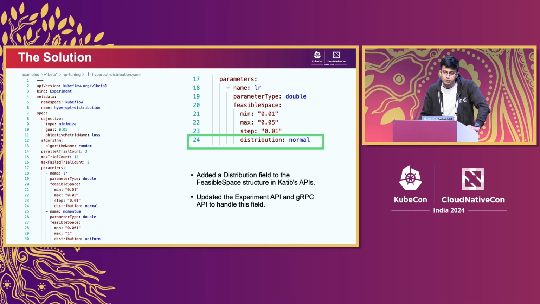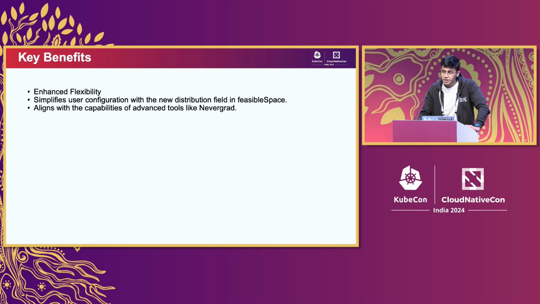Also, there's the step field where we can specify the quantized value to sample integers, and this combination of step and distribution is effectively mapped to the corresponding distributions in the respective optimization frameworks like Hyperopt. The benefits from this were that we were able to enhance the flexibility of the Katib project for hyperparameter optimization tasks, and we simplified the user configuration with the new distribution field. We were also able to align the capabilities with advanced tools like Nevergrad.